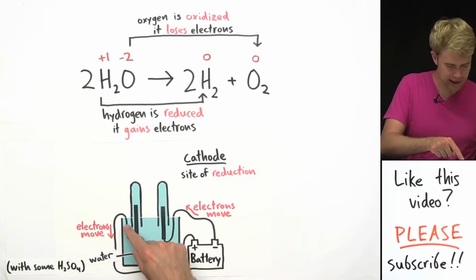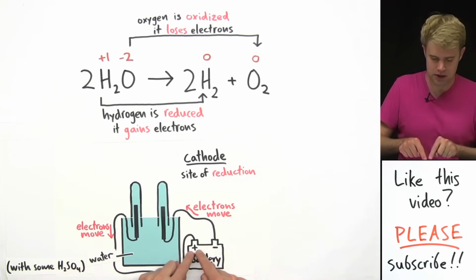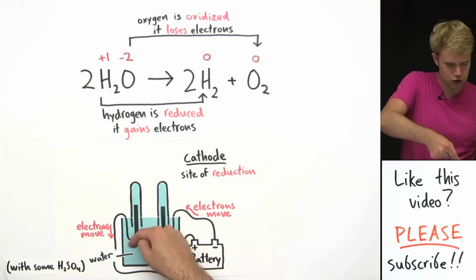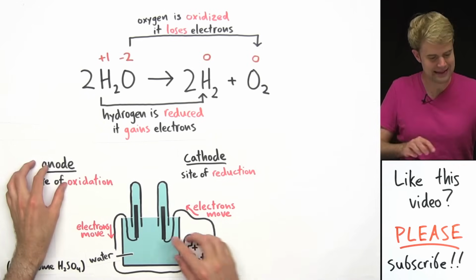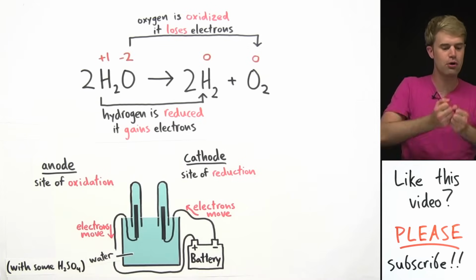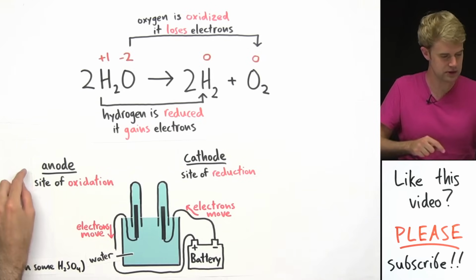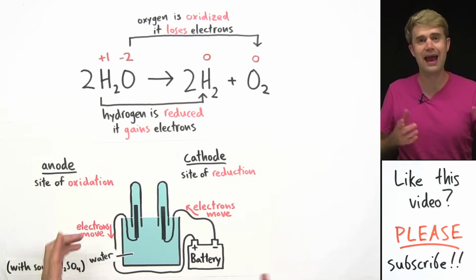Over here, this electrode is hooked up to the positive side of the battery. So electrons are moving out of it. That means that oxidation is going to be taking place. It's going to be pulling electrons from things. And this is what we call the anode.